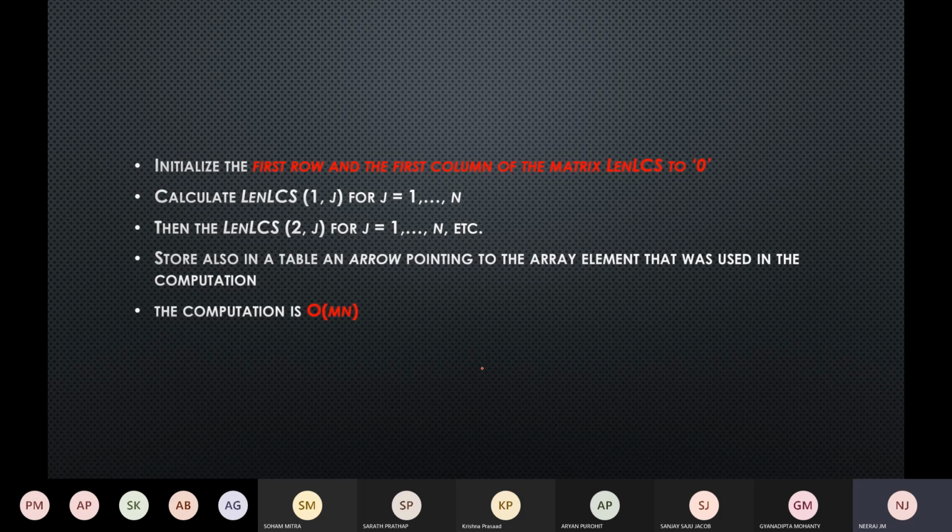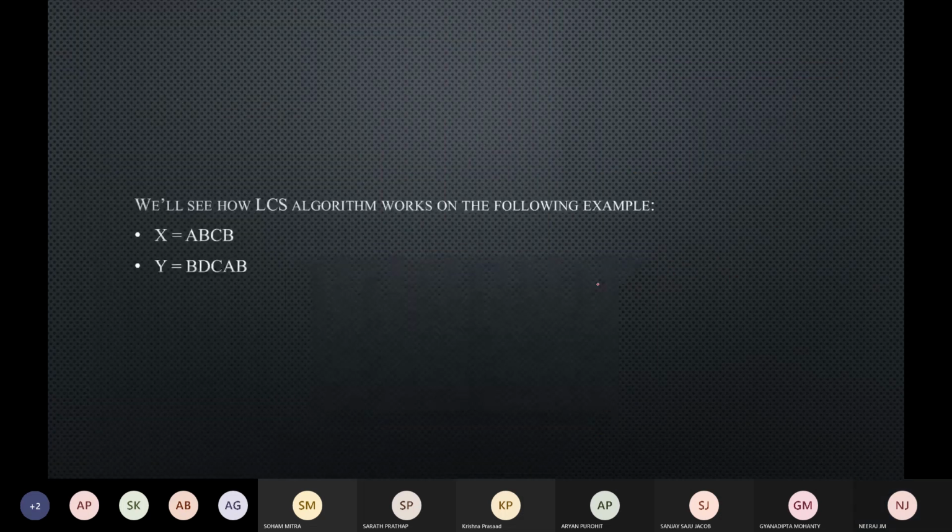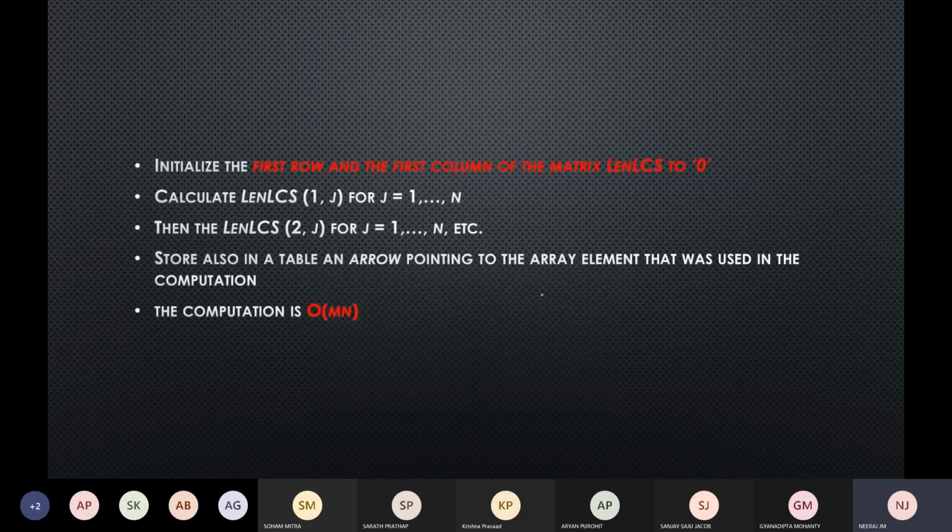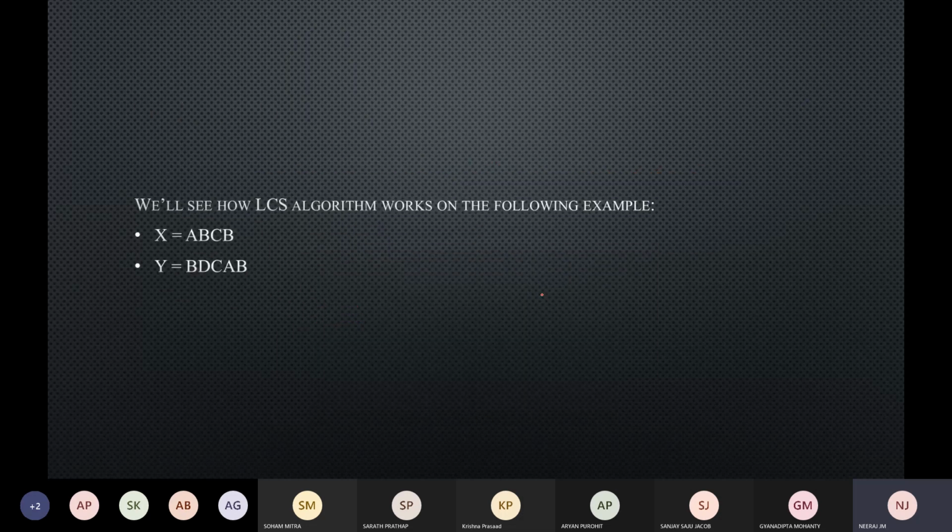Then you calculate the LCS, keep moving for i comma j, for 1 comma j, 2 comma j, keep doing like this. Store all of them in a table and you point an arrow to the array element that was used in computation. So the computation is mn, which is what I said here. This is the fastest we have. So I'll tell you what these steps do and why you use them using this example where I've taken x as ABCB and y as BDCAB.